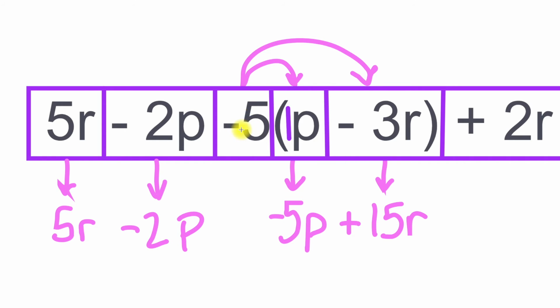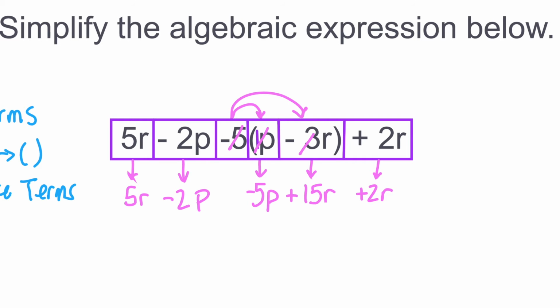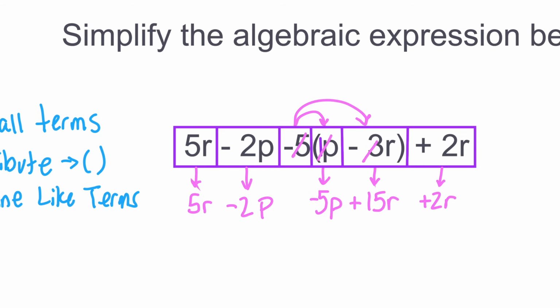The negative 5 has already been used. We used this, and this already when we did our distribution. So now we've got 5r, negative 2p is our second term, negative 5p is here, positive 15r is here, and positive 2r I can bring down here. So I'll bring down plus 2r. Let's zoom out so we see everything else again. All right, let's move this all over. Zoom out a little more again.